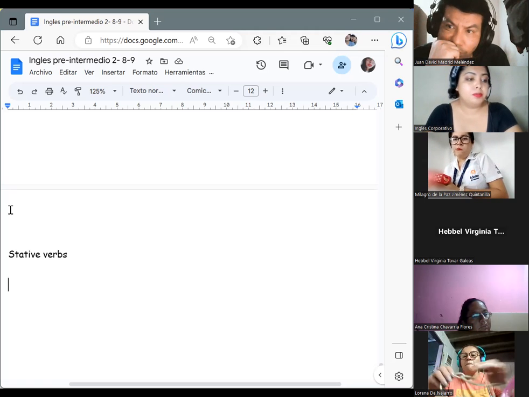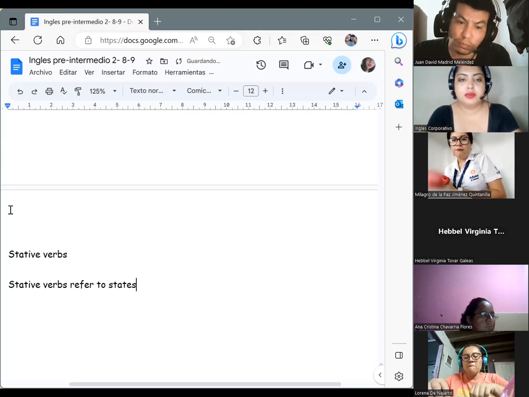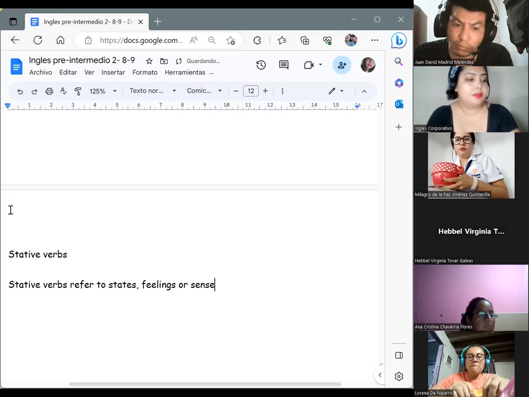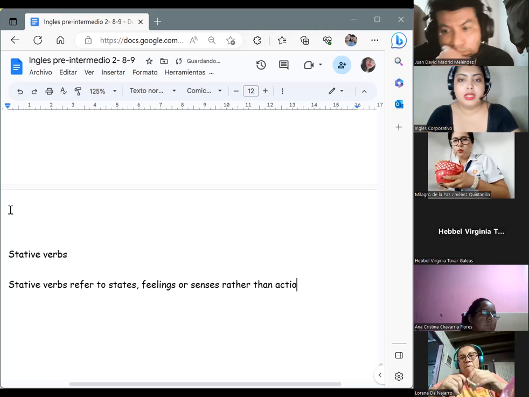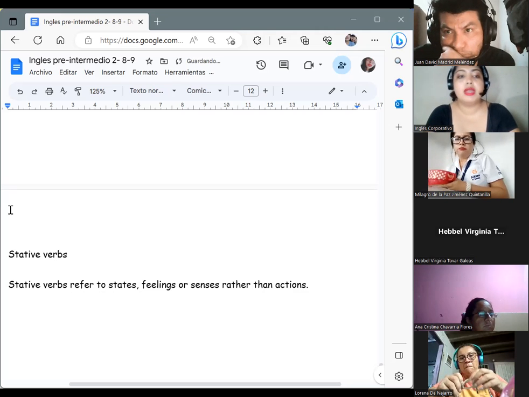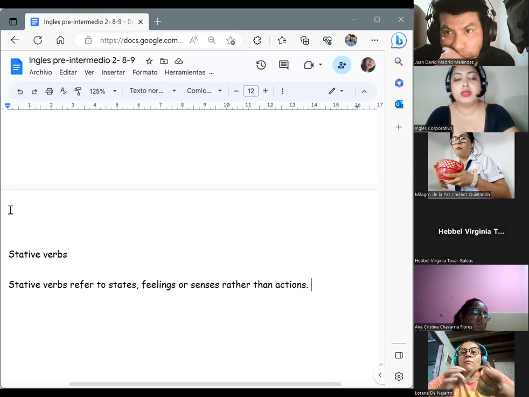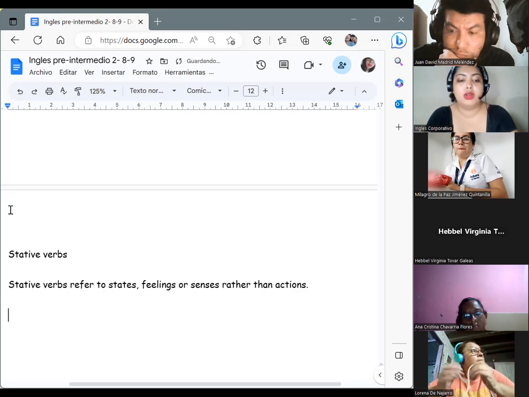So, okay, stative verbs refer to states, feelings, or senses, rather than actions. Es aquellos verbos que se basan más que todos en los sentimientos, en los estados y en los sentidos antes que en las acciones como tal. En ese caso, cuando tenemos estos verbos, vamos a utilizar básicamente el presente simple. O sea, cuando encontremos estos verbos, no vamos a utilizar el presente continuo, sino que directamente nos vamos al presente simple. Y vamos a ver algunos ejemplos de las oraciones.